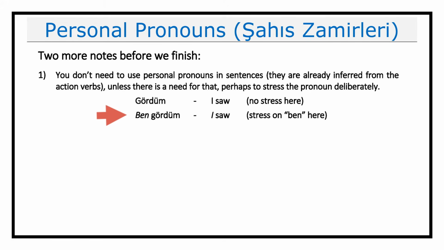In the second sentence, ben gördüm, which basically means the same thing, I saw, we now have a stress on the pronoun ben. Ben gördüm, which means I saw. It's nobody else but I. Did you also see the difference in intonation? The stress is on ben.